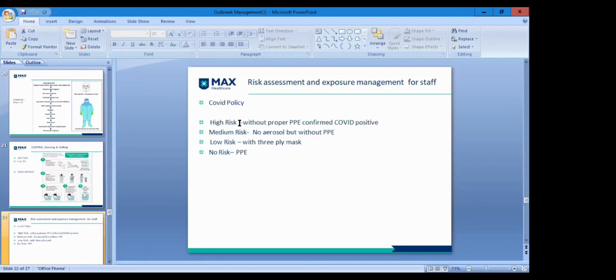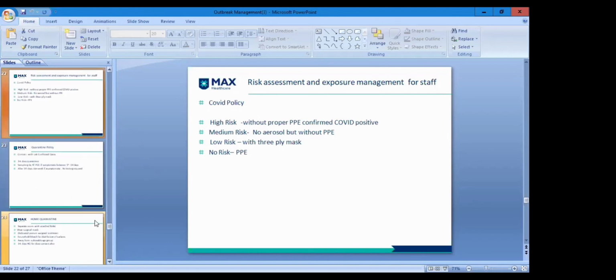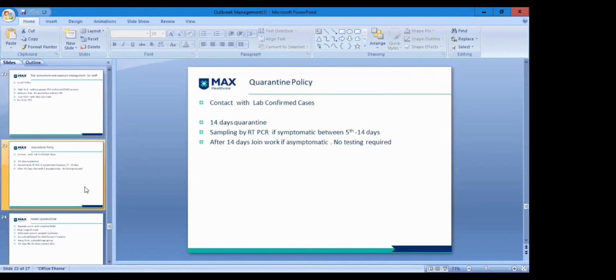So this was the most important part. I feel that every hospital should have done risk assessment and exposure management of staff. According to that only, the quarantine policies were there. Till the second phase, 14 days quarantine was done. Sampling was done by RT-PCR if symptomatic, at 5 to 14 days. And after 14 days, they would join work if asymptomatic and with no testing.